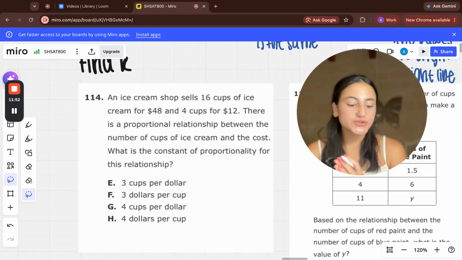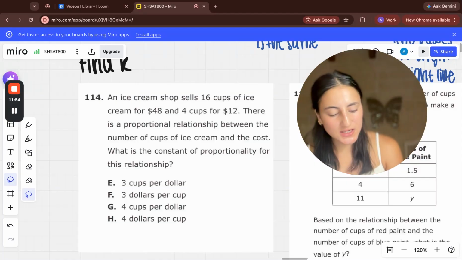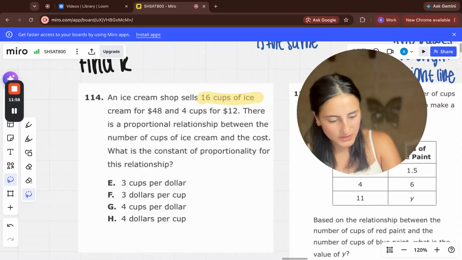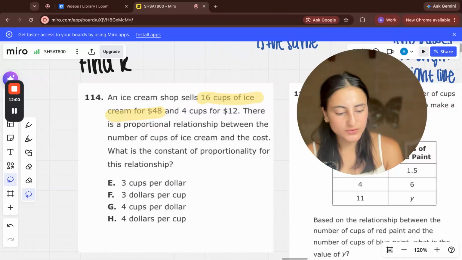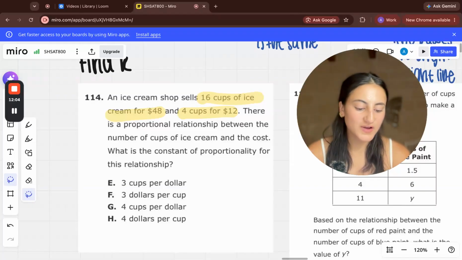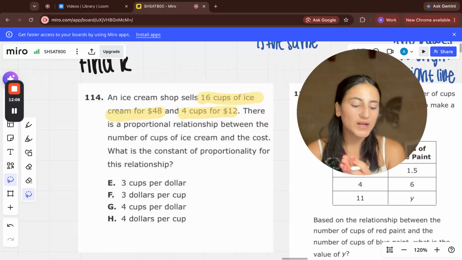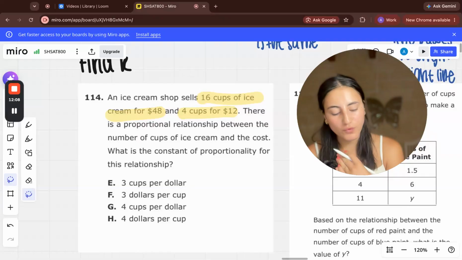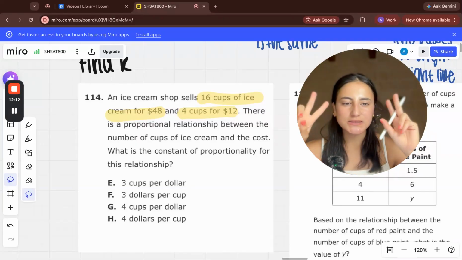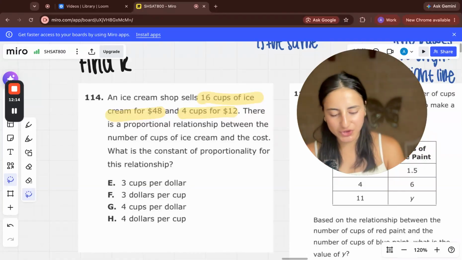Okay. An ice cream shop sells 16 cups of ice cream for $48 and 4 cups for $12. There is a proportional relationship between the number of cups of ice cream and the cost. What is the constant of proportionality for this relationship? So they gave us 2 data points essentially, and we have 2 units.